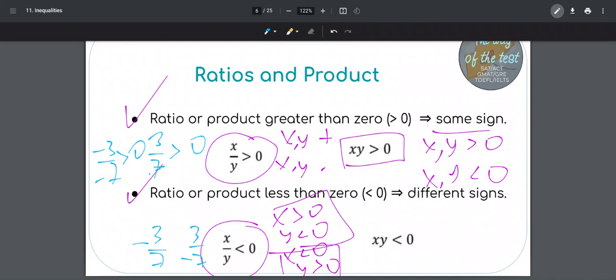The same thing happens with the product. Pause the video right here, copy everything, and we're going to move on.